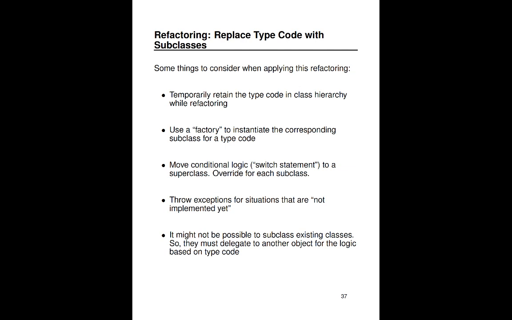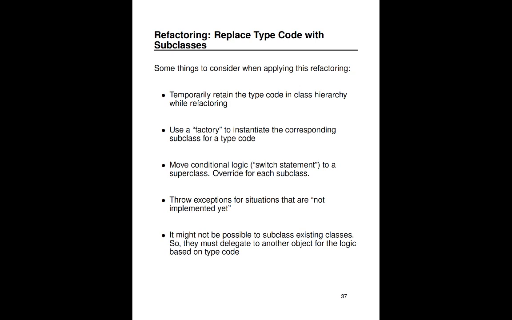So there are some things that you should keep in mind when you're looking to replace a type code with subclasses. While you're in the middle of this refactoring, you'll probably want to retain the type code in the class hierarchy someplace, because it's still a first class value within the code base, and as you're removing it, you'll need it temporarily. You can also use a factory class or a factory object to instantiate the subclass that corresponds to a particular type code. This keeps all that logic in one place and makes it easy to remove once you're fully completed with the refactoring.